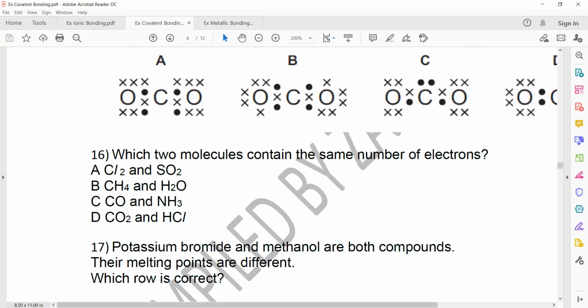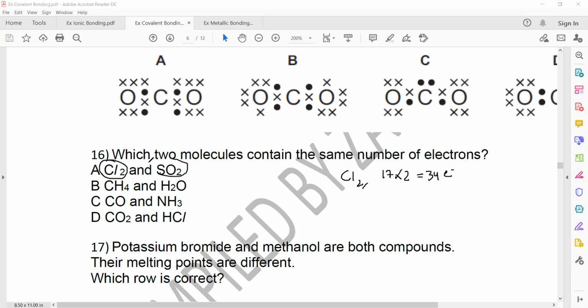If you check chlorine, or Cl2, when you check the number of electrons in chlorine, the atomic number is 17. If the atomic number is 17, the electron number will also be 17 because it's neutral. So how many electrons are there in Cl2? One chlorine contains 17 electrons. 2 chlorines will contain 17 multiplied by 2, which equals 34 electrons.